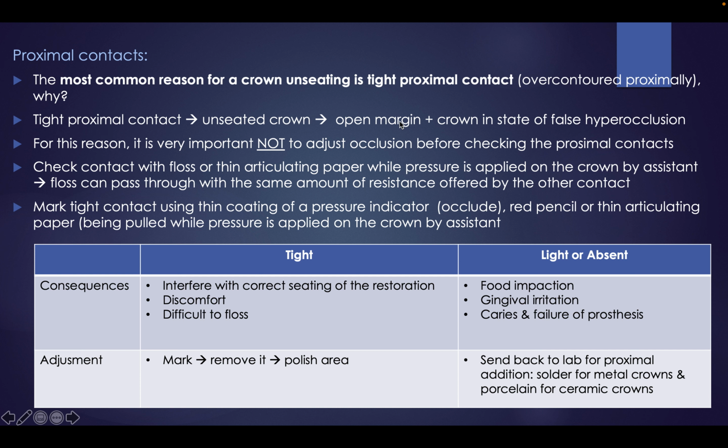So with tight proximal contact, the crown will be unseated, you will have an open margin, and the crown will be in a state of false hyperocclusion.